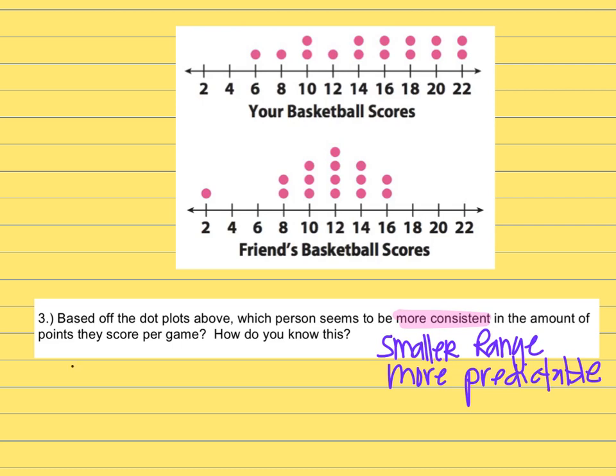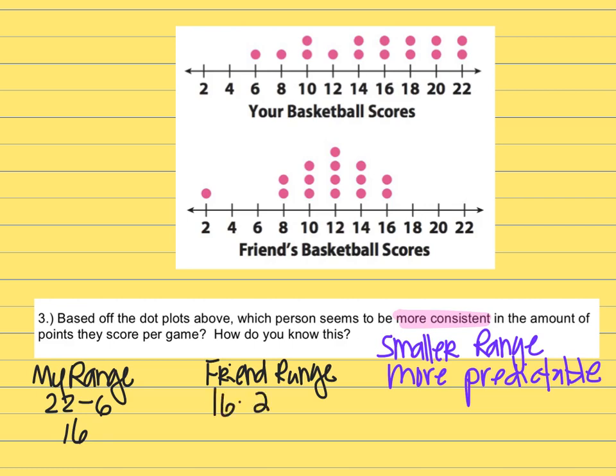So I'm going to write this one down here. My range would be 22 minus 6, and that makes 16. And then my friend's range is 16 minus 2, and that makes 14. Sorry, 14. Oh, goodness gracious. Okay, so my friend is more consistent because the range is smaller. Oh, that was silly. This number is probably not important. Really from 16 to 8 is a better range, but I do have to include that. But my friend still has a smaller range than me.